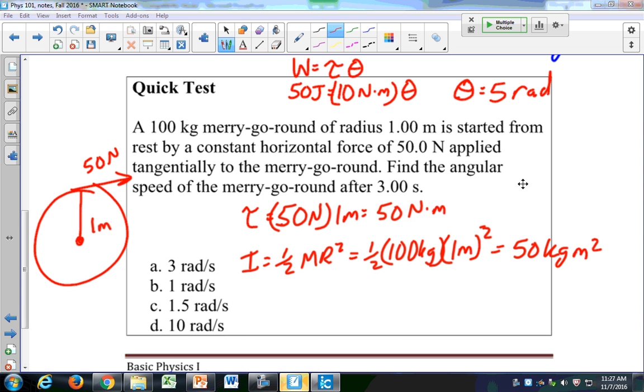And then I have to find alpha, which is torque over I. That's 50 over 50. That's 1 radian per second squared. And then I have to find omega, which is alpha times t. So 1 times 3 is 3 radians per second. As I said, you'll definitely have 1 to 3 questions that deal with topics like this on the upcoming test, which is on the very last day of class, by the way.